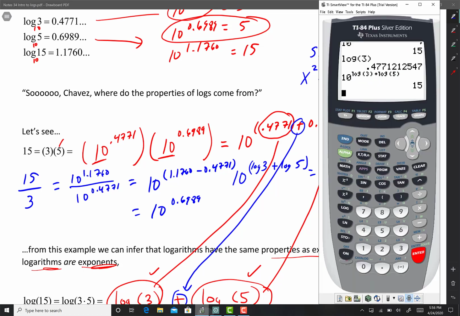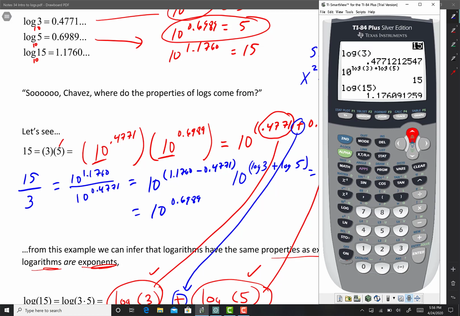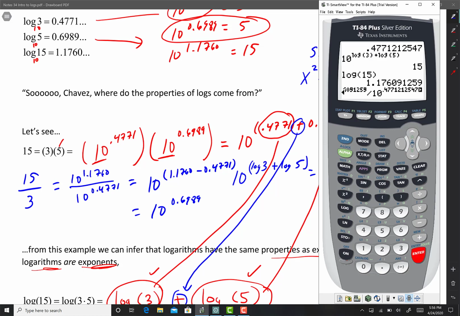So let's see if that's true, guys. I'm going to write log 15, because I don't have that number here yet. So I'm going to write 10 to the power of this guy. And then I'm going to divide by 10 to the power of the, what was it, the 3? So I got to scroll up a pretty significant amount there. Oh, there it is. Enter. And when I push enter, I get 5. OMG, you're supposed to get 5.